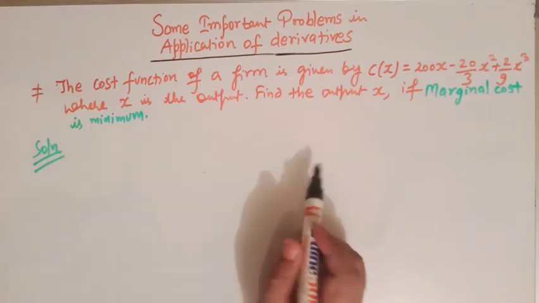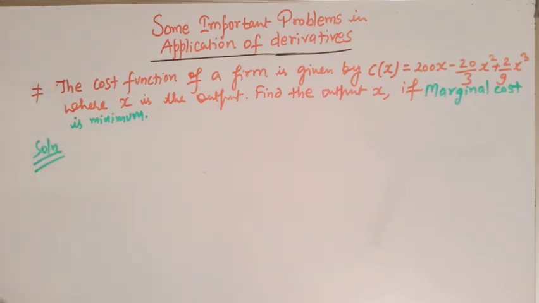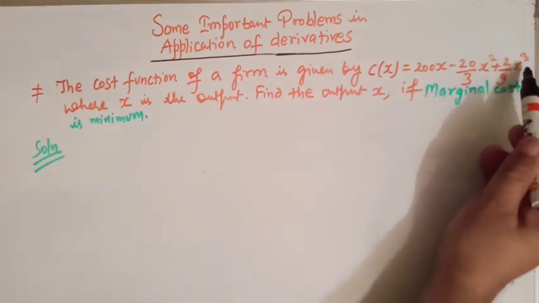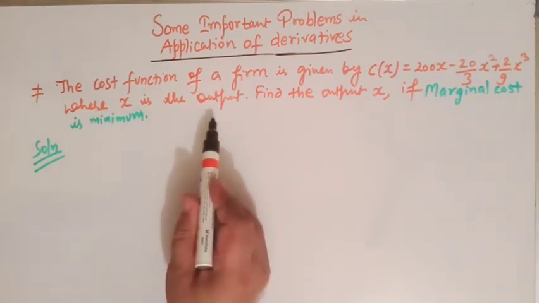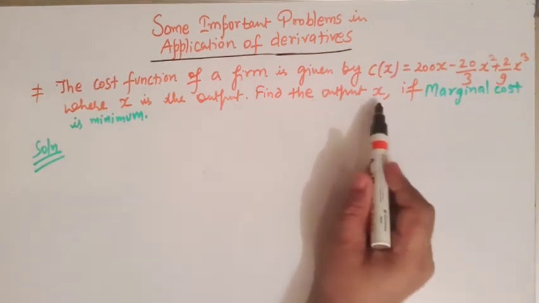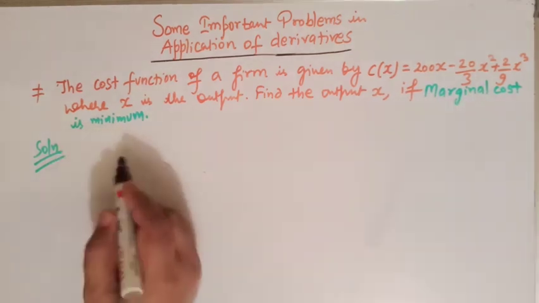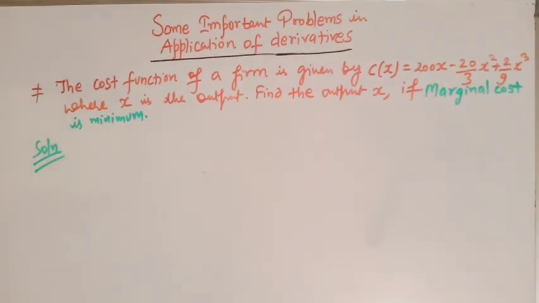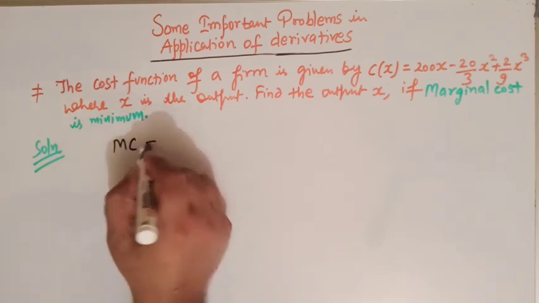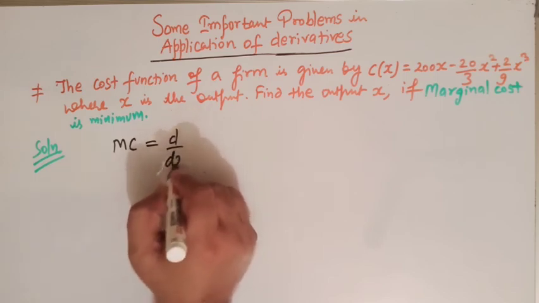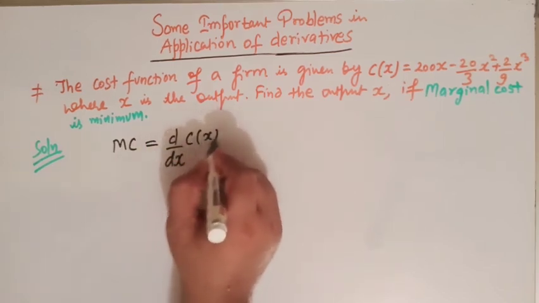Now viewers, let us take this problem. The cost function of a firm is given by C(x) is equal to 200x minus 20 by 3 x square plus 2 by 9 x cube, where x is the output. Now we have to find the output x if marginal cost is minimum. Now we know that the marginal cost is given by the derivative of cost function, right?